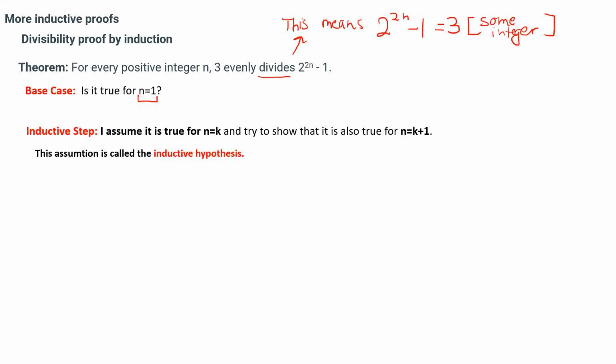Well, what would that mean? That would mean we're asking, is it true for n equals 1? That's the same thing as saying, does 3 evenly divide 2 to the 2 times 1 minus 1, right? Because we're putting a 1 in for n. Well, let's see.